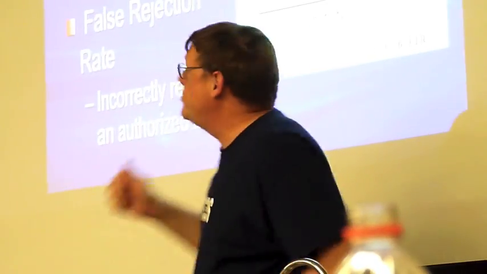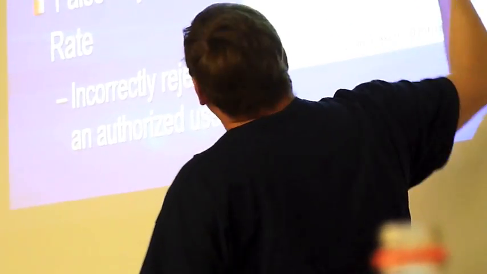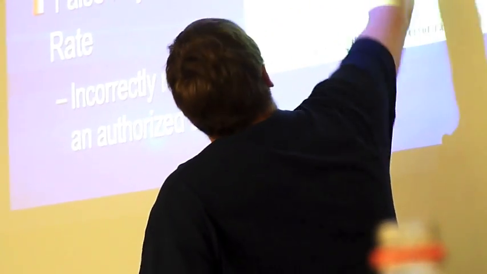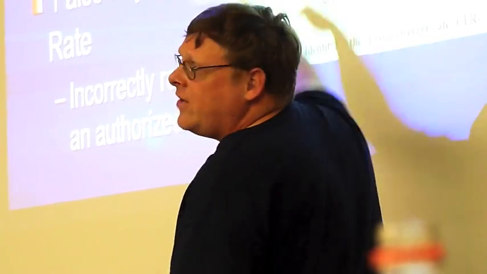So you have sensitivity. If you make it really sensitive, where it has to be 99% right, then the false accept rate goes way down. There's a very low chance that the wrong person will get in. But there's also a high chance that the authorized person will be locked out. If you don't want to lock your authorized people out, you have to have a low sensitivity, then there's a very low false reject rate. So the authorized user is rarely rejected, but now there's a high false acceptance rate.